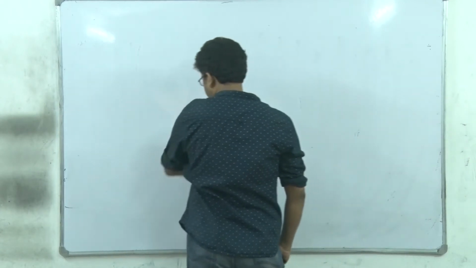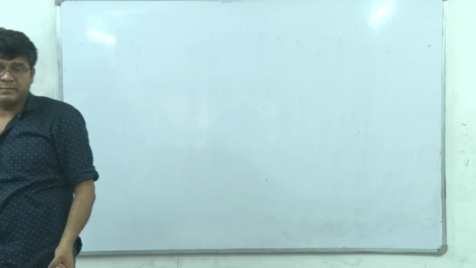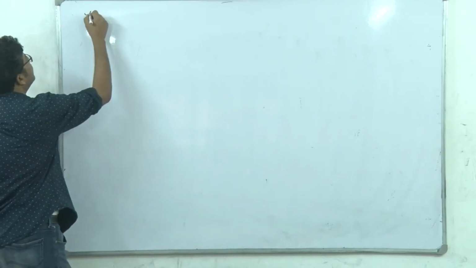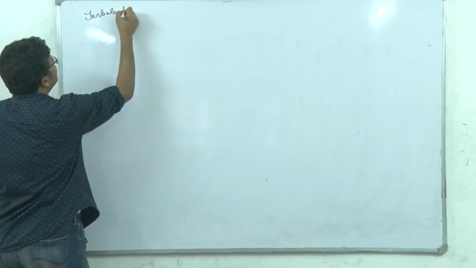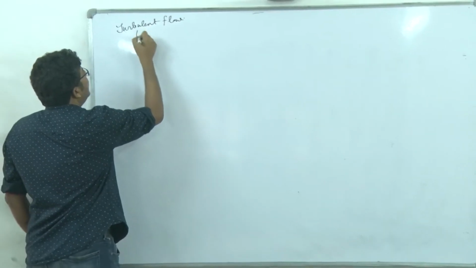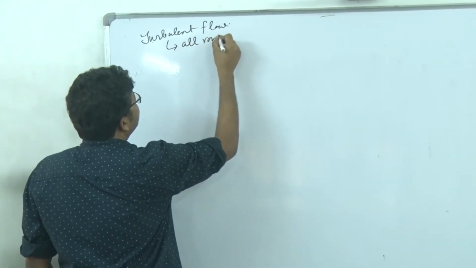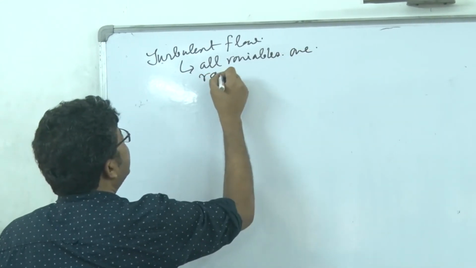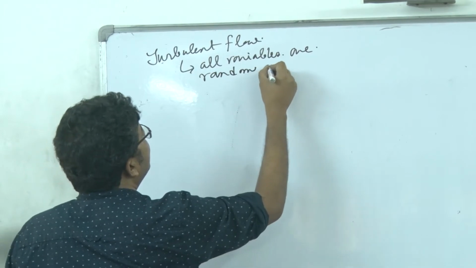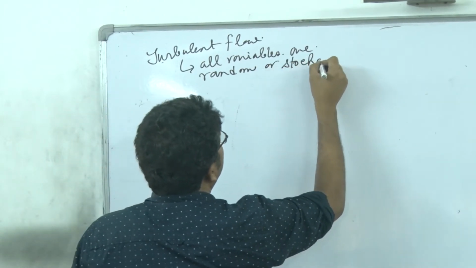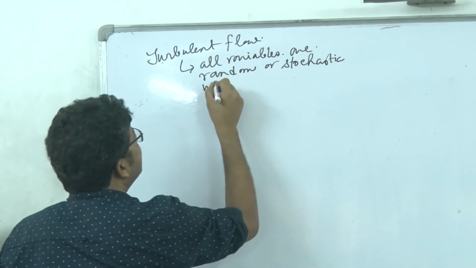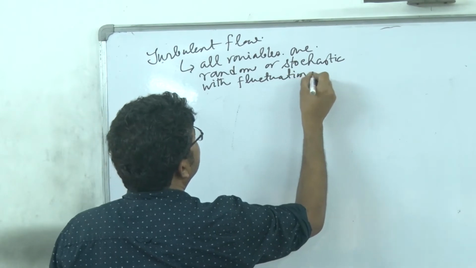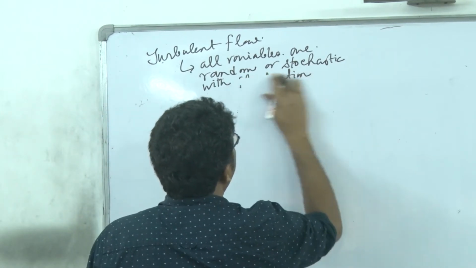In turbulent flow, it's complex because not only velocity, all the quantities, all variables in turbulent flow are random or stochastic with inbuilt fluctuation.